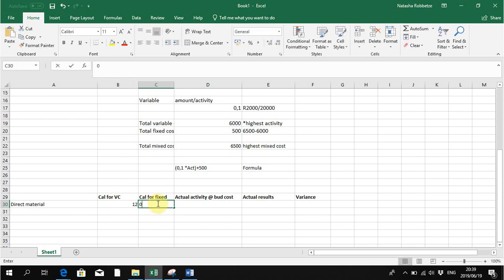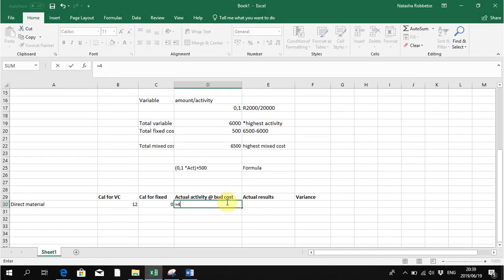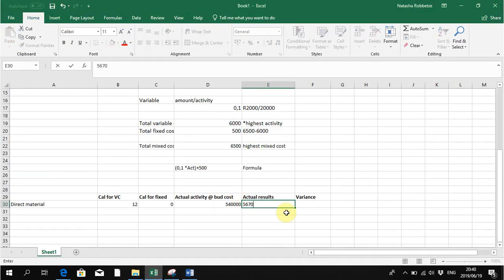If it's a pure variable cost, there will be no fixed cost. Then we're going to take our actual activity times our budgeted cost. So we're going to say, for the variable cost, we go to our actual column and we will see our actual activity was 45,000 units. So I'm going to say the 45,000 units times the budgeted cost, and the budgeted cost I just calculated, it's 12 Rand. Then our actual results are given, they cannot be changed, and it was 567,000.